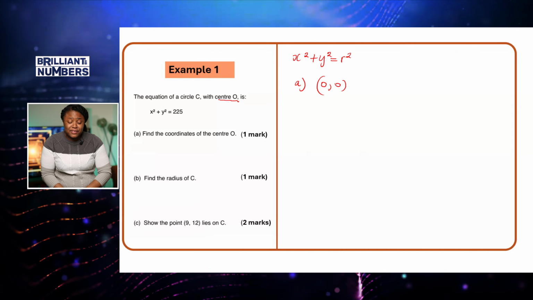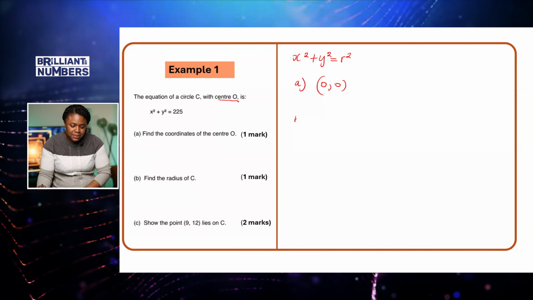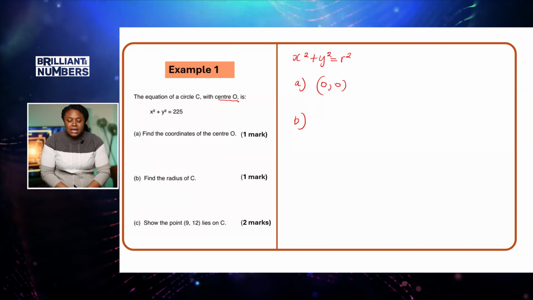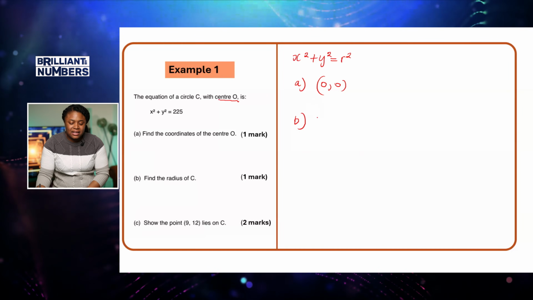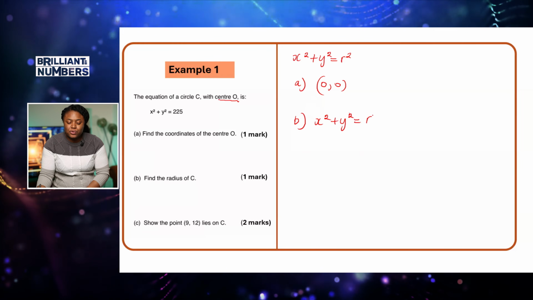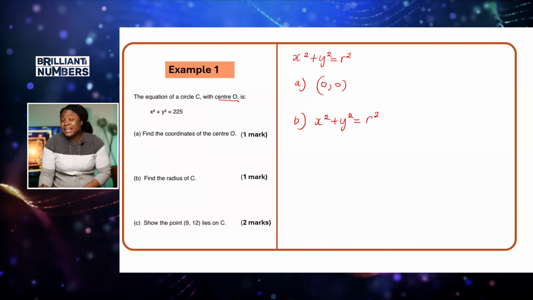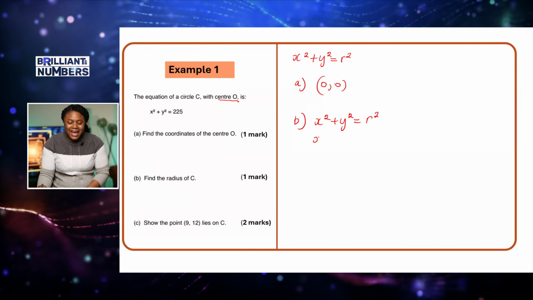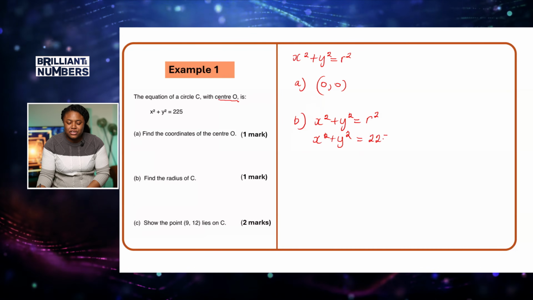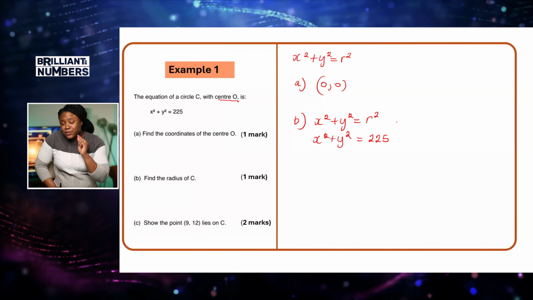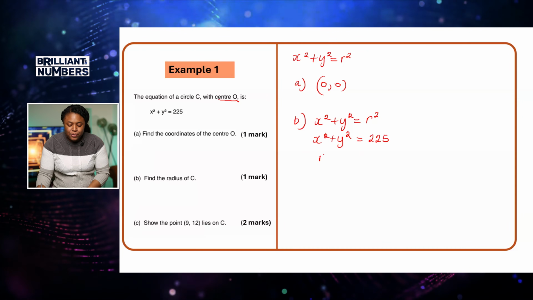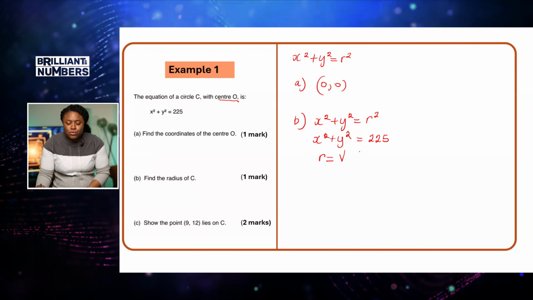We then go over to have a look at part B. Part B asks us to find the radius of C. Now we know the equation says that x squared plus y squared is equal to the radius squared. Given in the question, we are told that x squared plus y squared is equal to 225. So to find the radius, I need to do the opposite of squaring r. So therefore, the radius will be equal to the square root of 225.